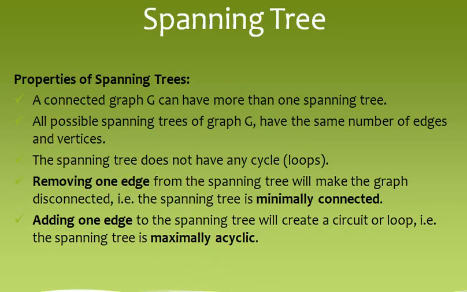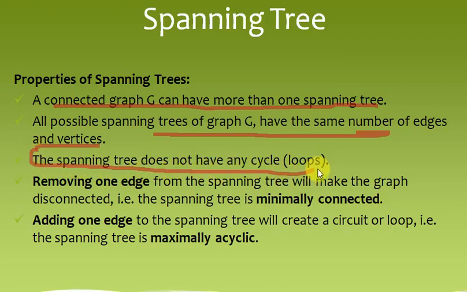The important properties of the spanning trees are that a connected graph G can have more than one spanning tree. If there is a graph and this is connected, then there may be a possibility of more than one spanning tree. All possible spanning trees of graph G have the same number of edges and vertices. Okay, and a spanning tree doesn't have any cycle, which is very important, that the spanning tree doesn't have a cycle as I drew in the previous one.